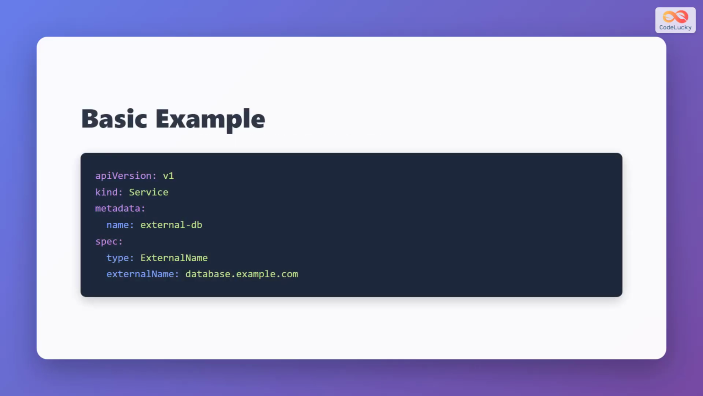Here's a basic example of an external name service definition. The API version is v1 and the kind is service. We give it a name, in this case, external-db. The spec section contains two important fields. Type is set to external name, and external name specifies the fully qualified domain name. Here it's database.example.com. This configuration creates an alias so that pods can access the external database using the service name.